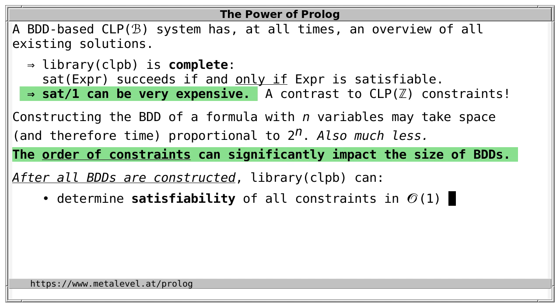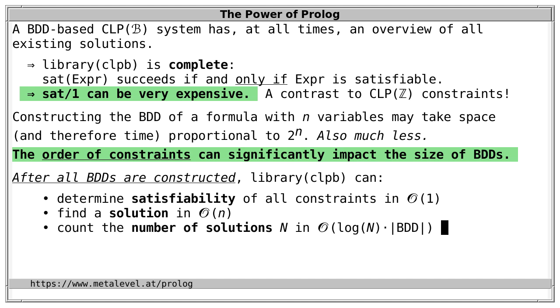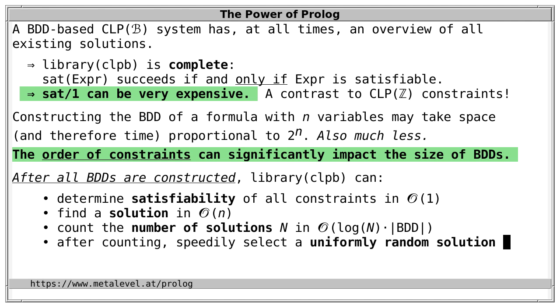And if it's not, then the constraints are satisfiable, because BDDs are a canonical representation, and so all unsatisfiable constraints have the same BDD. We can find a solution in linear time in the number of variables. That's also extremely efficient. It's as fast as possible. We can count the number of solutions by performing arithmetic operations for each node of the BDD, involving enough bits to represent the numbers. So the dominating factor is the size of the BDD, and therefore this can be vastly faster than enumerating all solutions.